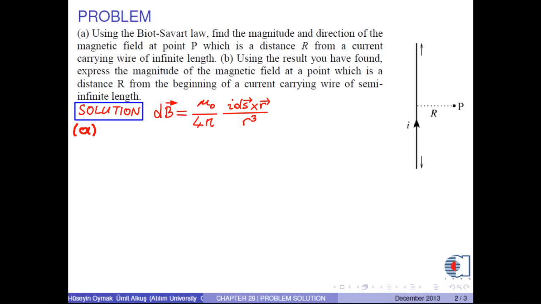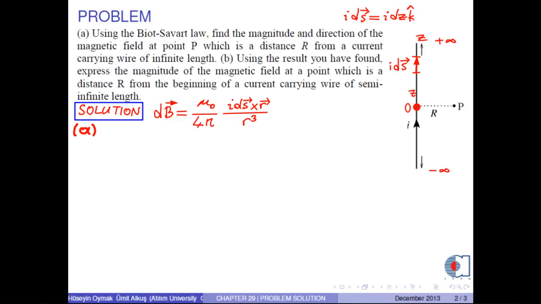For our current-carrying wire of infinite length, let us choose the origin in the line of the distance r. Assume that the wire lies along the z-axis. Therefore, positive infinity goes here and negative infinity goes here. From the origin at a distance z, take an infinitesimal current length element I times ds. Because it is along the z-axis, we can write I ds equals I dz k hat.